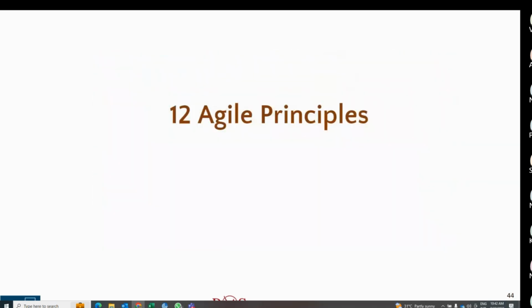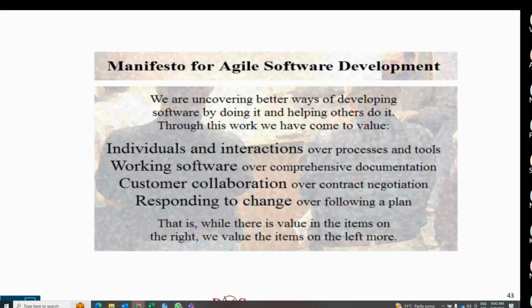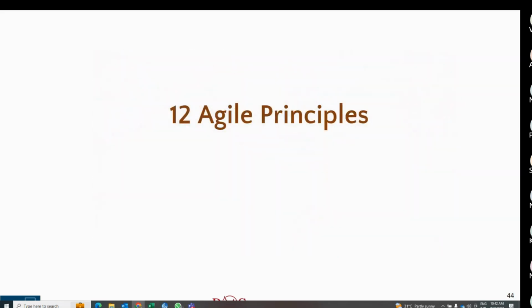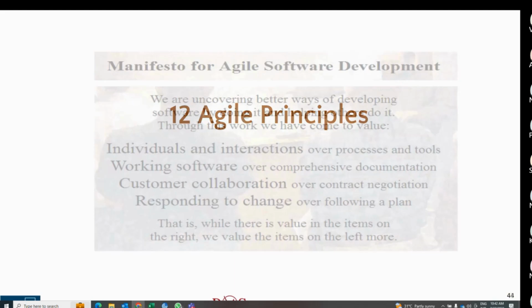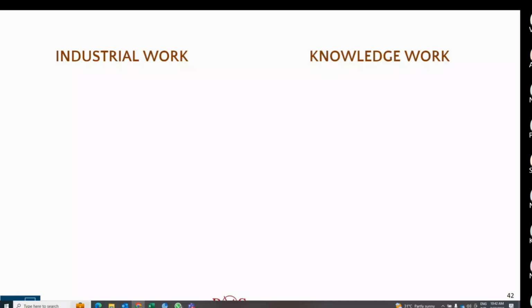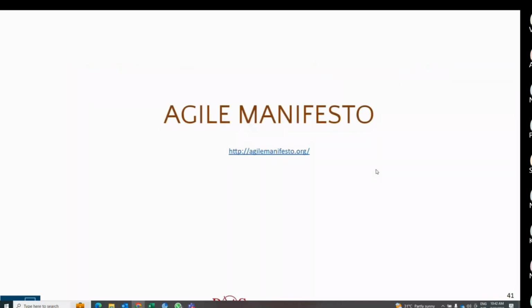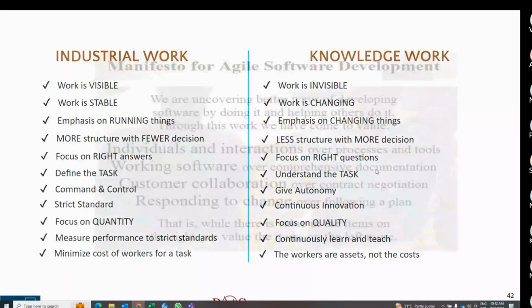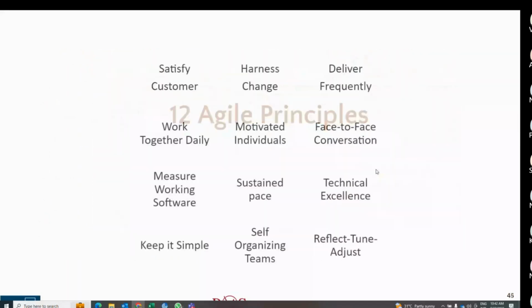Then they also give not only these four, this manifesto, they also talk about the 12 principles. You can go to this website whenever you have time. You can read these principles in detail. But what I did, they are two-line sentences, so I actually created them in 12 in this manner.